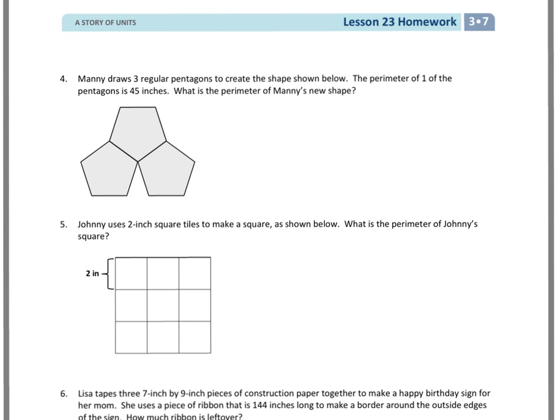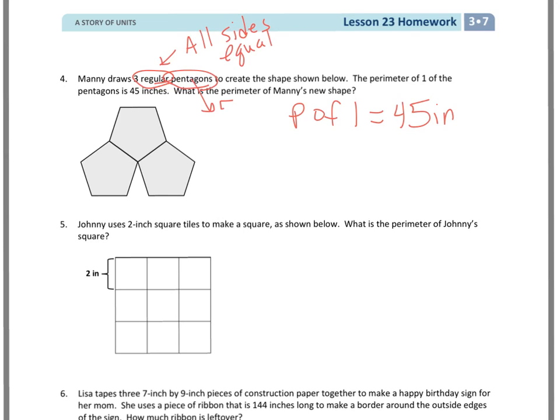And let's start with number 4 on page 2. Manny draws 3 regular pentagons to create the shape shown below. The perimeter of one of the pentagons is 45 inches. What is the perimeter of Manny's new shape? So when they tell us that the perimeter of 1 equals 45 inches, and we know it's a regular pentagon, meaning all sides are equal, and the pentagon tells me 5 sides.